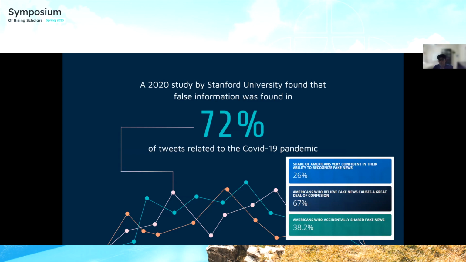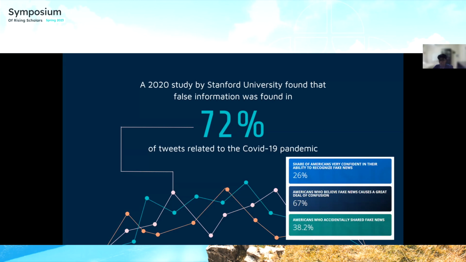A 2020 study by Stanford University found that false information was found in a whopping 72% of tweets related to the COVID-19 pandemic. And the COVID pandemic being a worldwide thing, this shows just how much pieces of information can be misleading. And some additional statistics, only 26% of Americans share that they are confident in their ability to recognize fake news. This is not a lot in the real scheme of the grand.